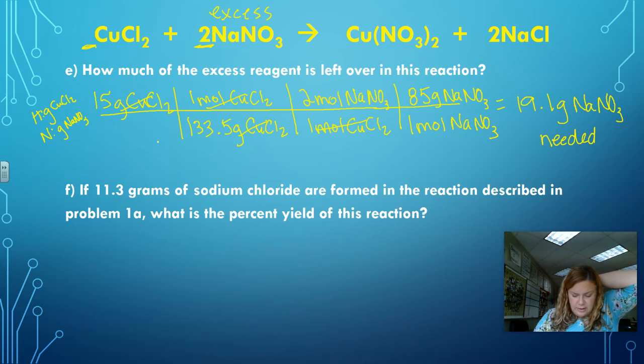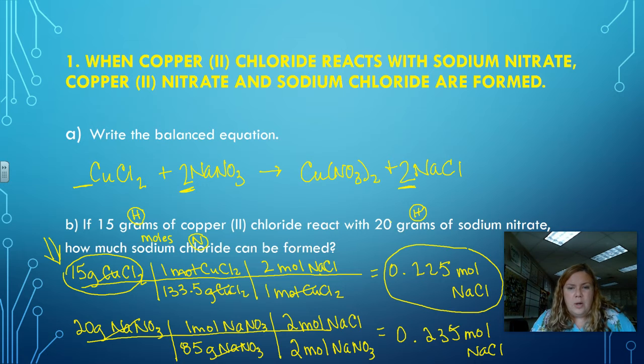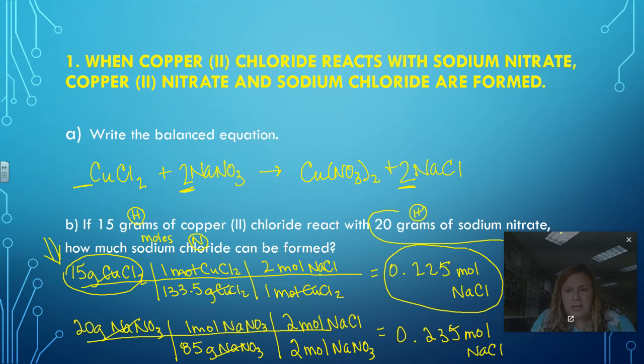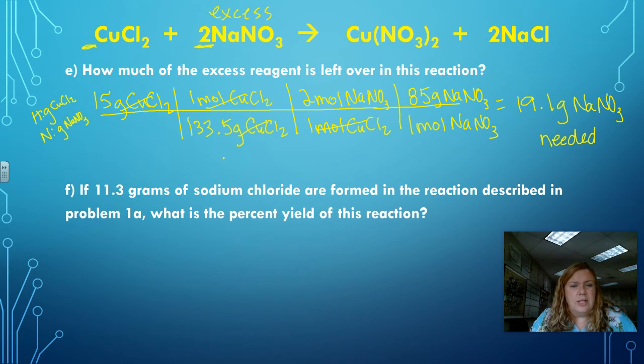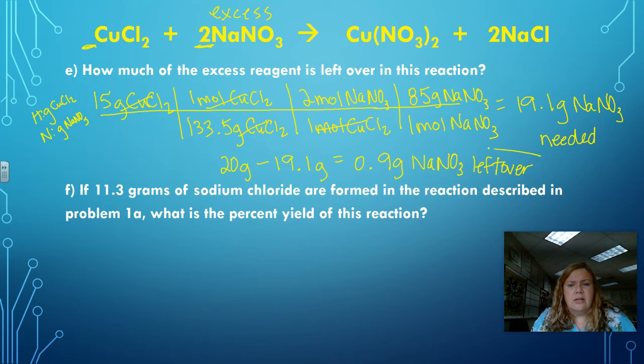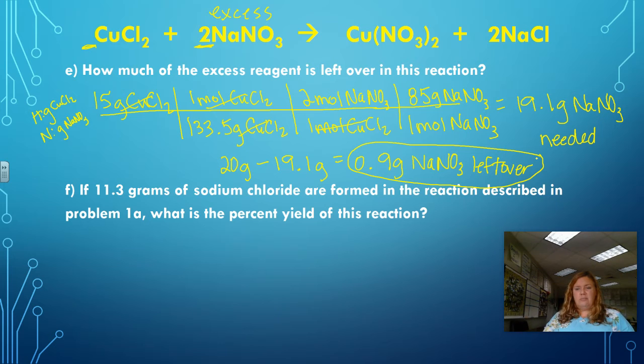Now, what we have to consider, though, is that from above, we're going to go back and we have 20 grams of sodium nitrate. So we have 20 grams. So all we're going to do is this is how much grams we have. This is how much we need. So we have 0.9 grams of sodium nitrate left over. This is left over in excess. Okay, so this is how much we have left over. Not a lot, really great. We're not wasting a whole lot.